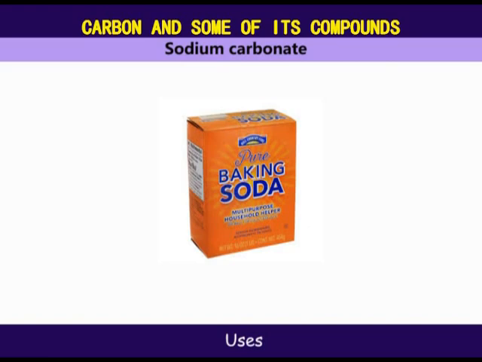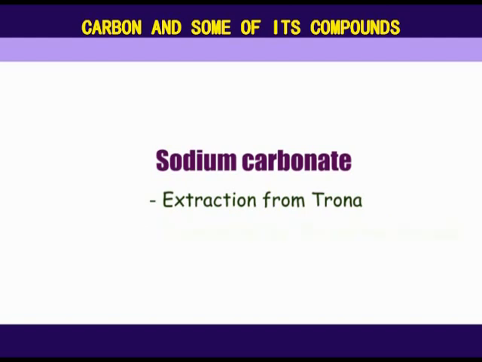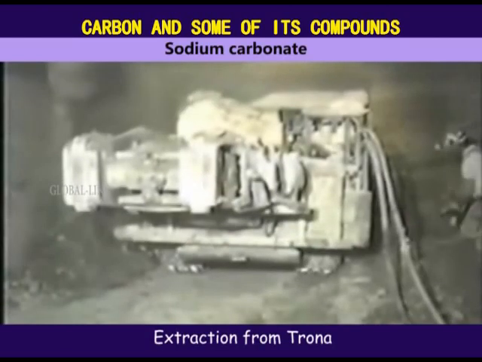Sodium carbonate can be obtained in two ways. 1. Extraction from trona, or 2. Preparation by the Solvay process. Extraction from trona. Trona occurs naturally in some regions of the world.